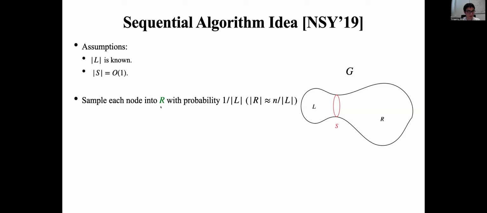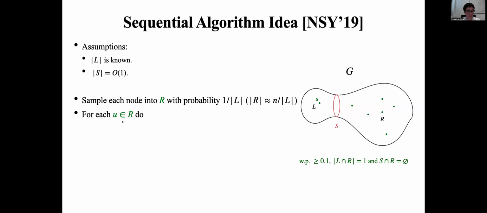First, we sample each node into a set R with probability 1 over L. And with that probability, it is guaranteed that with probability at least a constant like 0.1, the sample set R will have exactly one node in L and no nodes in S and all other nodes in R. And with that guarantee, we can find this set S by the following procedure.